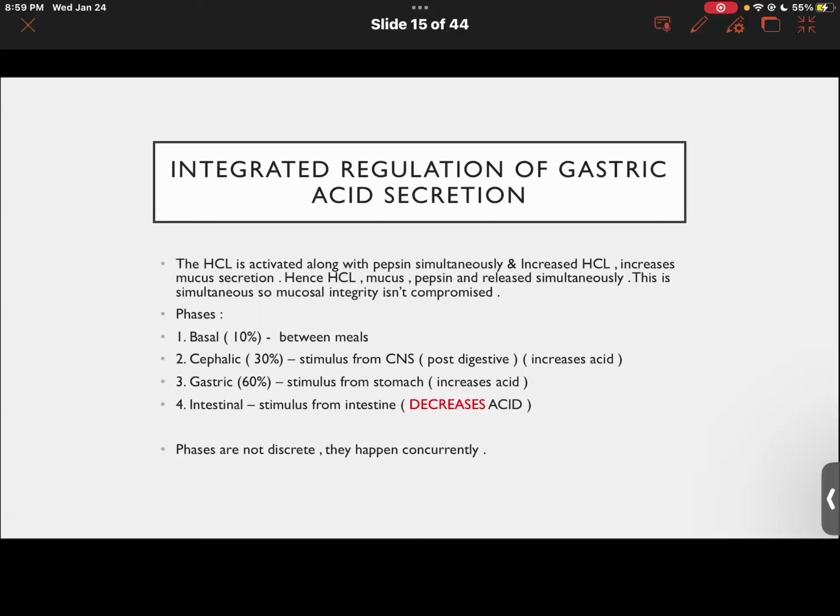They're released together so that the mucosal integrity isn't compromised, because we don't want HCl to be released and then after a few minutes you have mucus release, because then in those few minutes the HCl can obviously harm the cells in the stomach. So they're all released together.